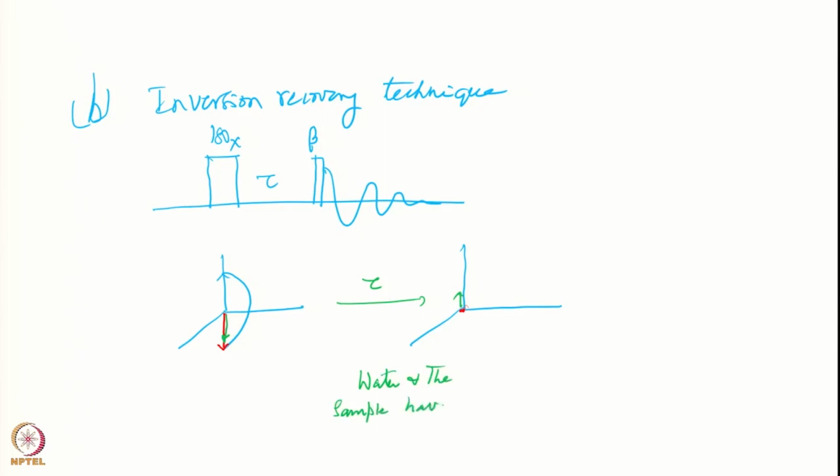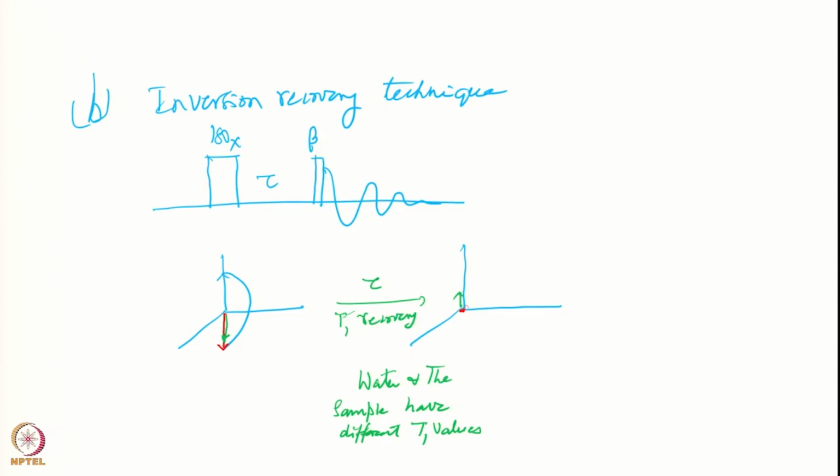have different T1 values, because this is T1 relaxation, right. This is the longitudinal magnetization. Longitudinal magnetization is what is happening here. What is happening here is T1 recovery. During the time tau there is a T1-based recovery.